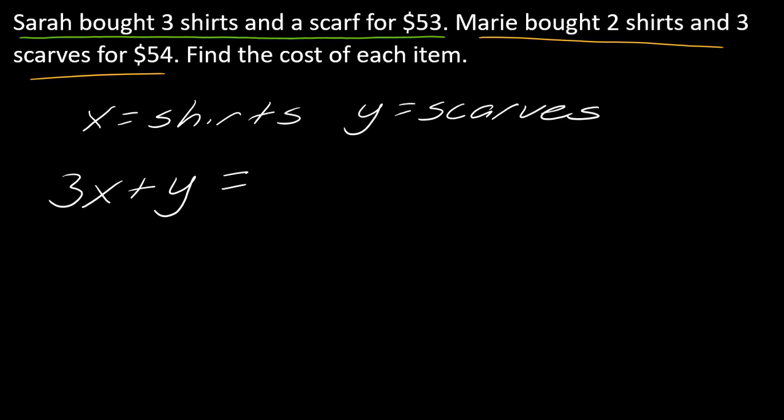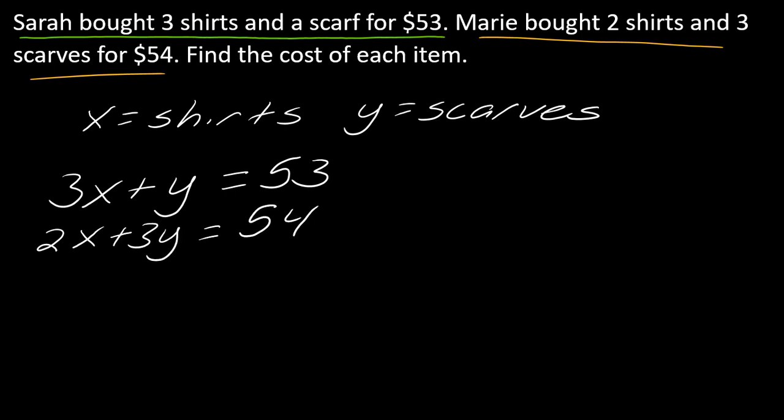And what does this have to equal? 53. And then for 2 shirts and 3 scarves for $54, well, now I use the same idea, right? So 2 shirts, that's 2x, and then 3y equals 54. So now look, now I have that system of 2 equations with 2 variables. And now I can use whatever methods I want to finish this.